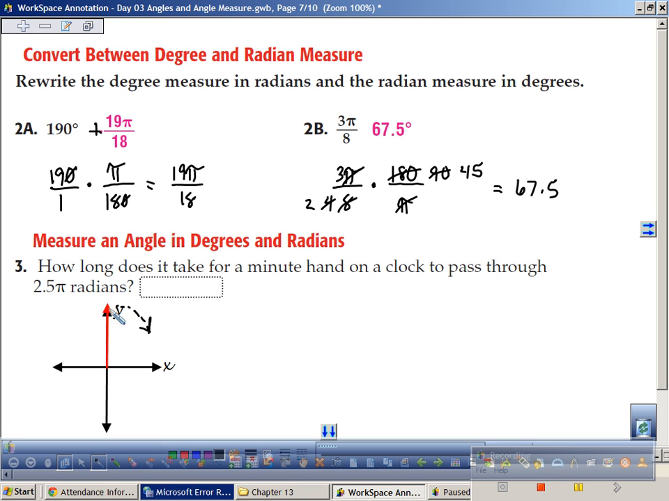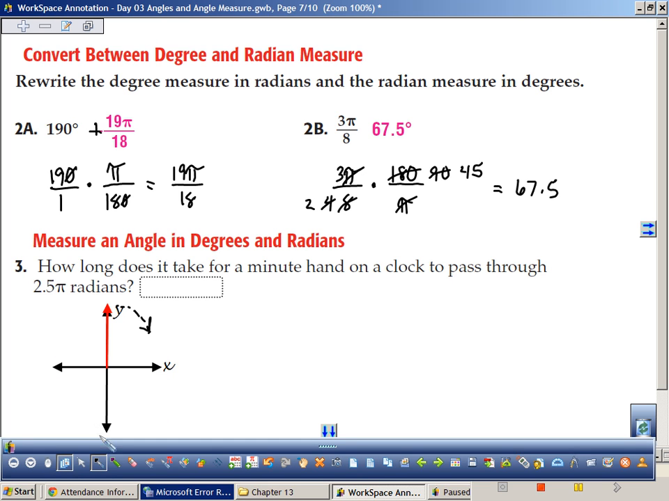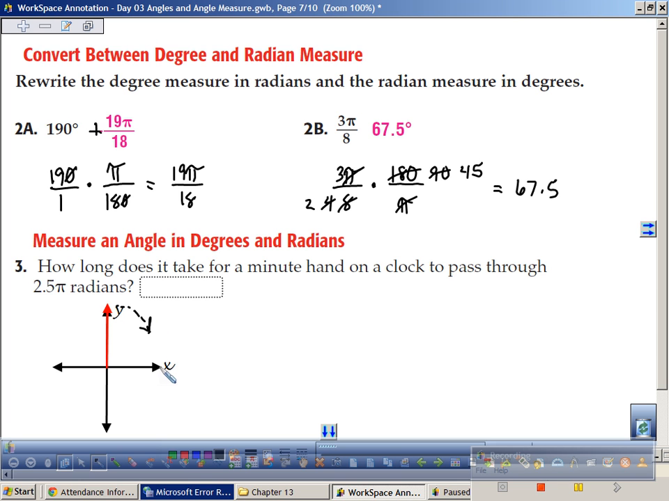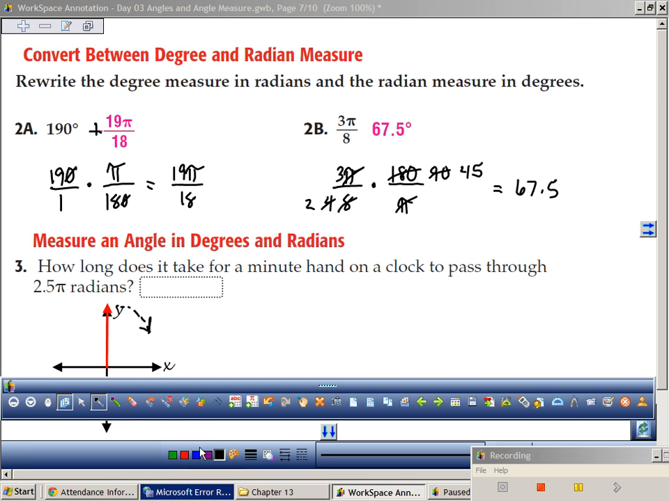Okay, so let's start here, and let's do 2.5 radians. So 2 radians would be where? How far would I have to go around to get 2 radians? All the way back around, because one full rotation is 2 pi, right? And half would be here, right? An hour and 15 minutes.